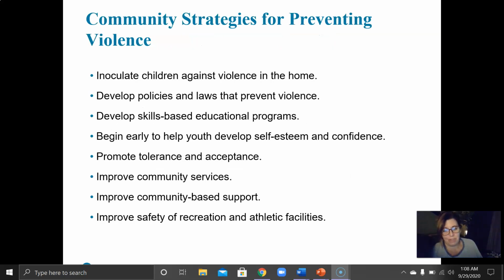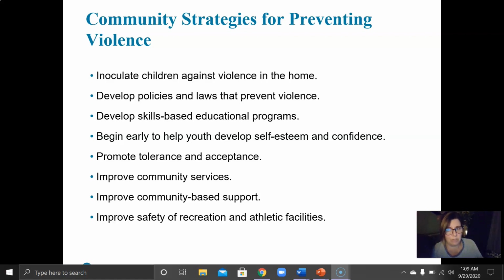So how are we going to prevent violence? Well, we start by preventing it in our home and protecting our children against violence in the home. Developing policies and laws that prevent violence. Develop skills-based educational programs.